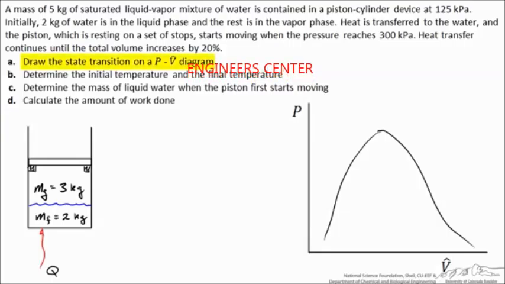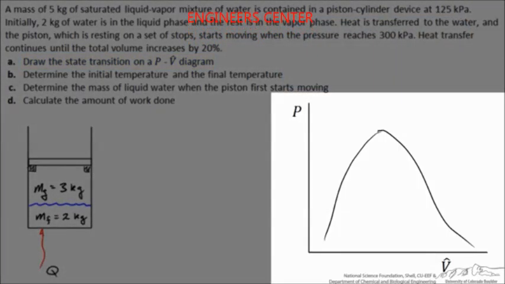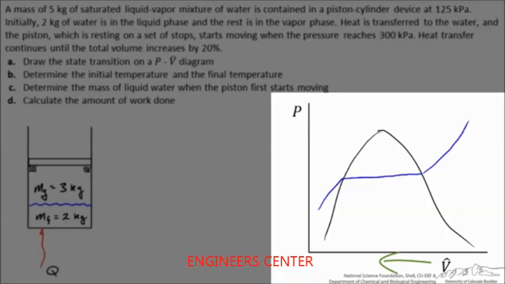And the first thing we want to do is draw this state transition on a PV diagram. Try to draw your own isotherms on this PV diagram. When I do it, I often screw it up, but I'll draw a temperature like this. And I've drawn it wrong, I can tell at a glance, because when I compress a liquid, if I squeeze on it and decrease its volume, I would expect the pressure to shoot up rapidly. So this pressure is going down, and I drew it wrong.